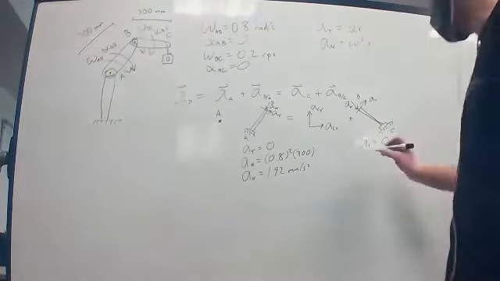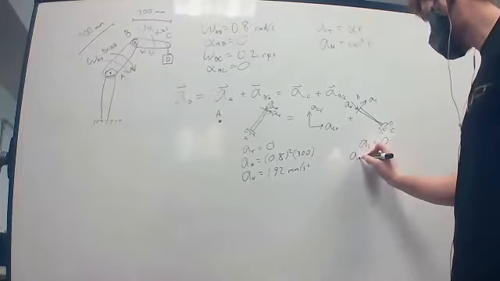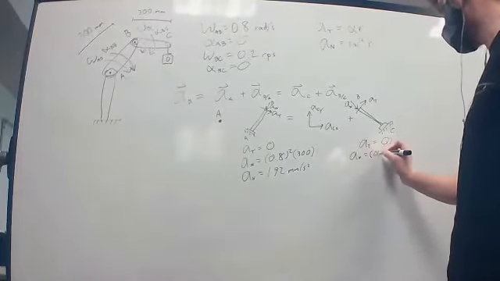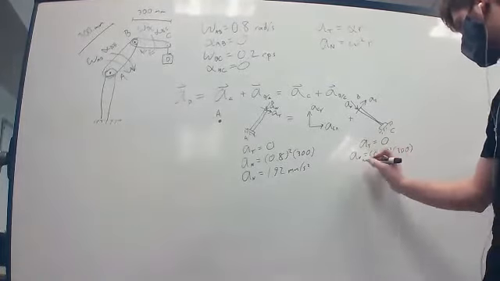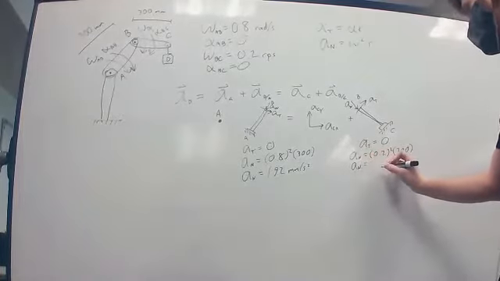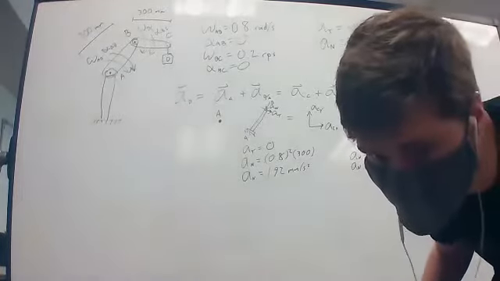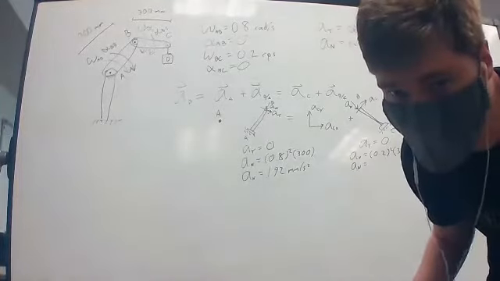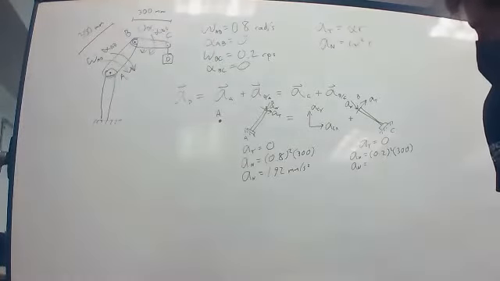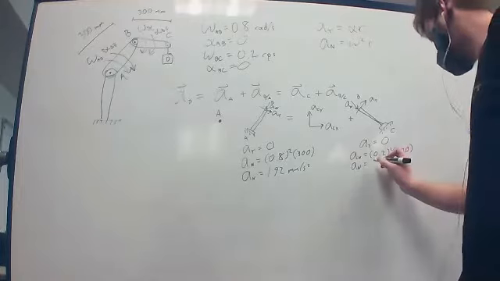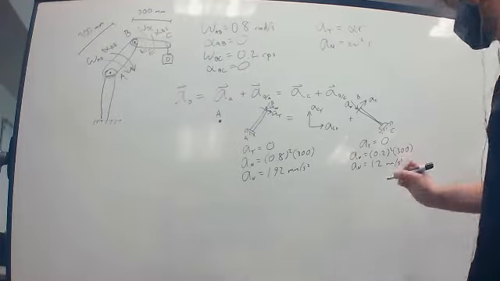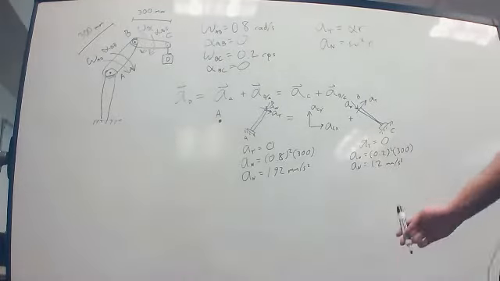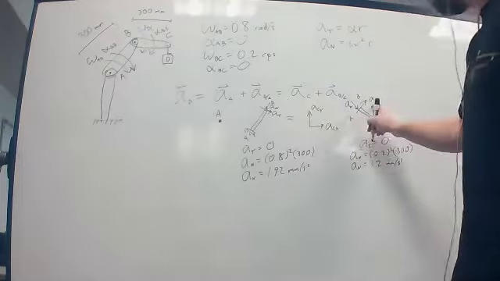And then AN for B relative to C is going to be 0.2 squared times 300 millimeters. So AN over here is, yeah, that seems right, 12 millimeters per second squared. And so we found our acceleration components.